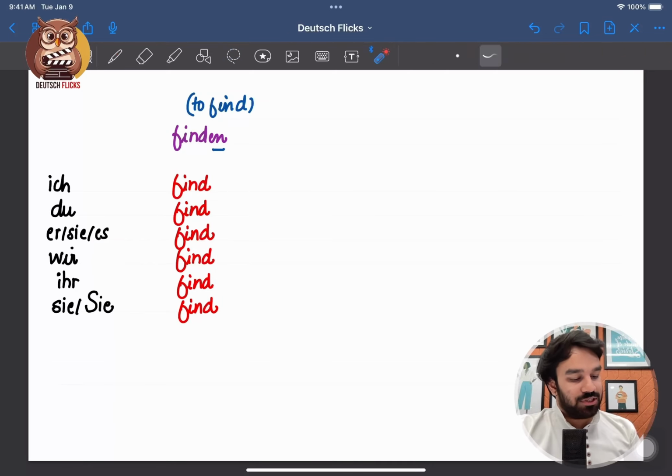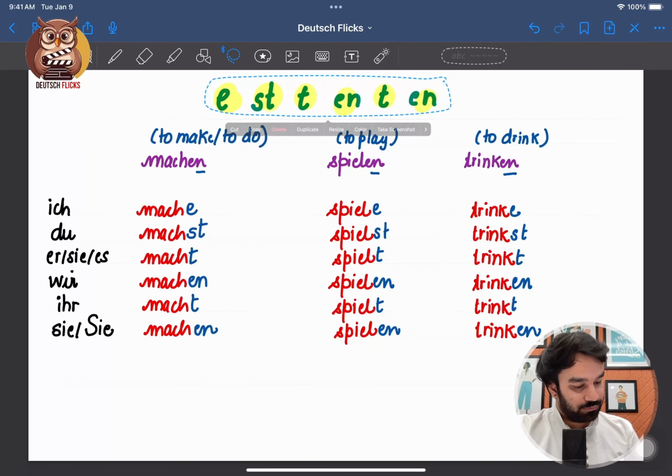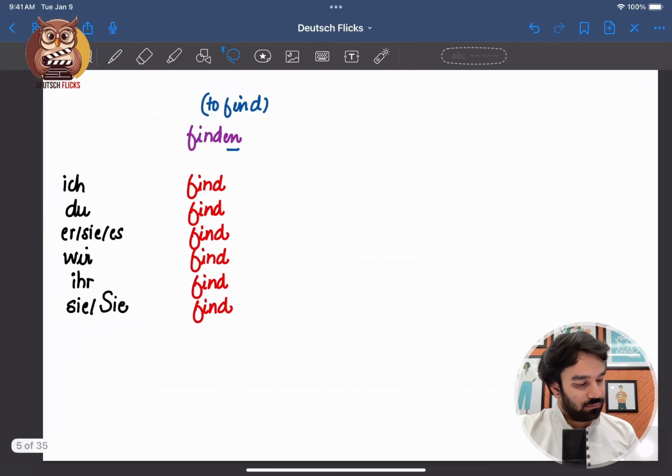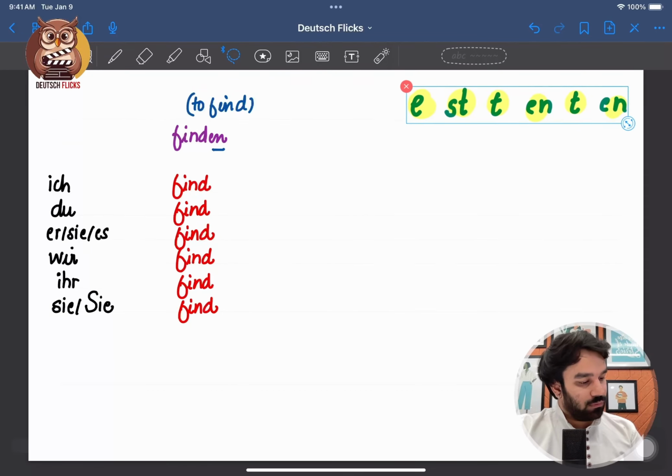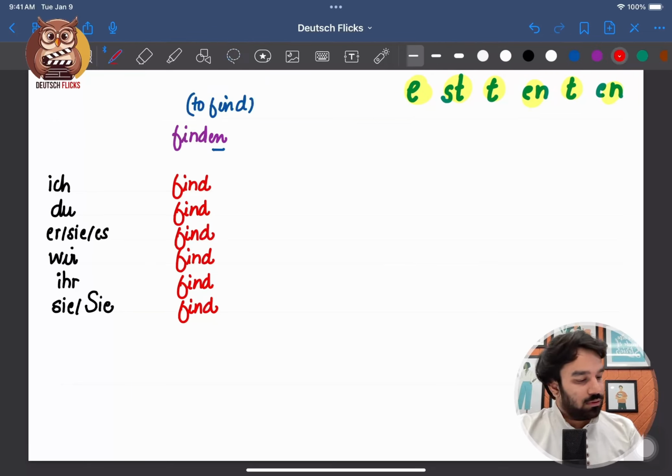Now I just have to take this golden rule and append it vertically. Okay, so this is the golden rule. So ich finde, du, we have to add st, then er/sie/es we have to add t, then en, then t, then en.